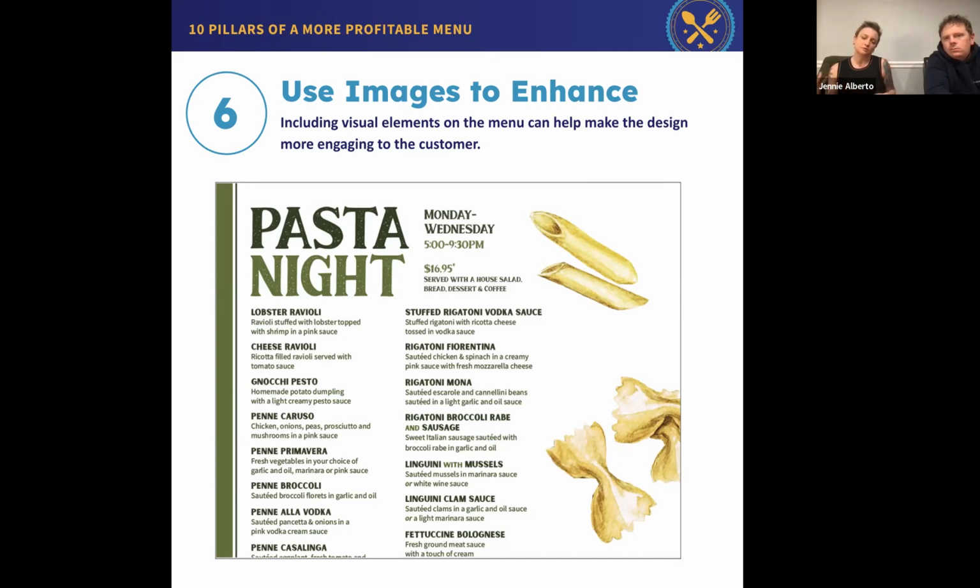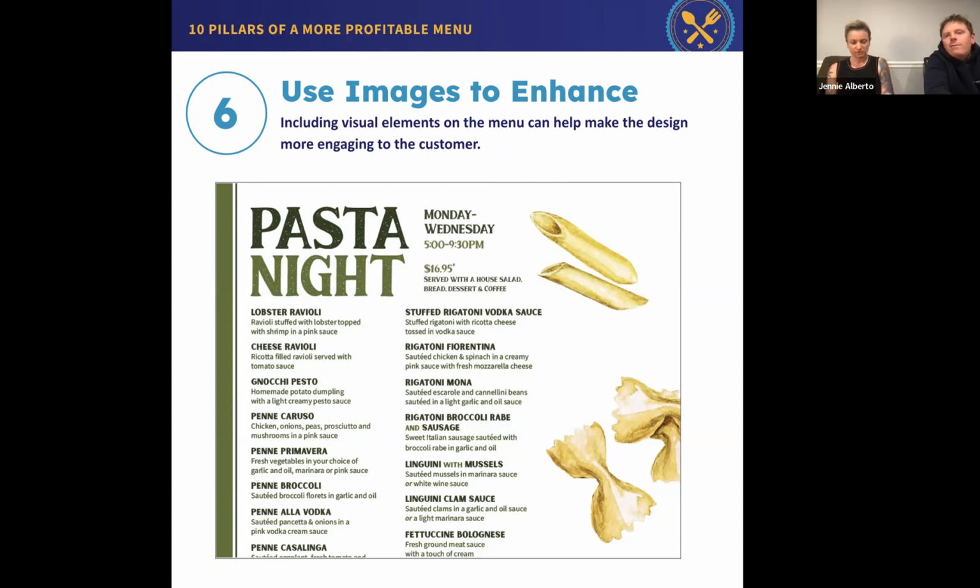But using an illustration of an ingredient that's used, this is for pasta night. So we have some bow tie pasta and some penne. Those are ingredients that are used in the dish, but we're not trying to create the whole finished dish. We're just showing enough to entice the appetite, but not too much, to avoid false advertising.